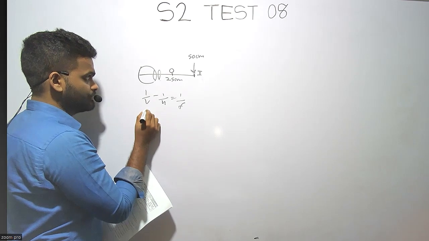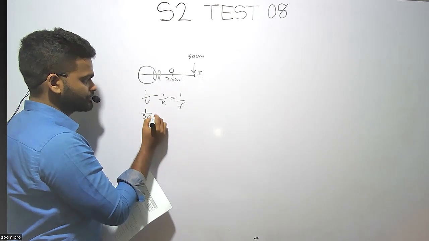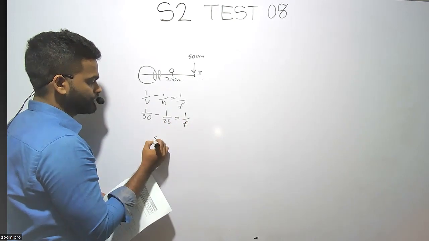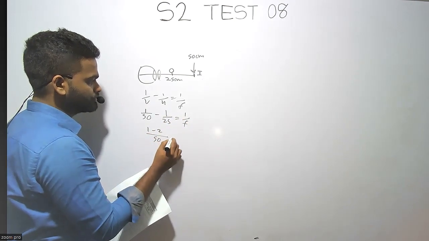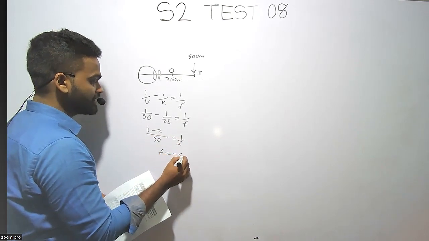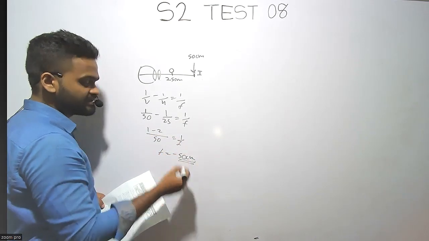Okay, so image distance is 50 centimeters, minus u is 25 centimeters. 1 over f equals 1 over 50 minus 2 over 50. So f is minus 1 divided by 50, that is minus 50 centimeters. So this is the lens we require.